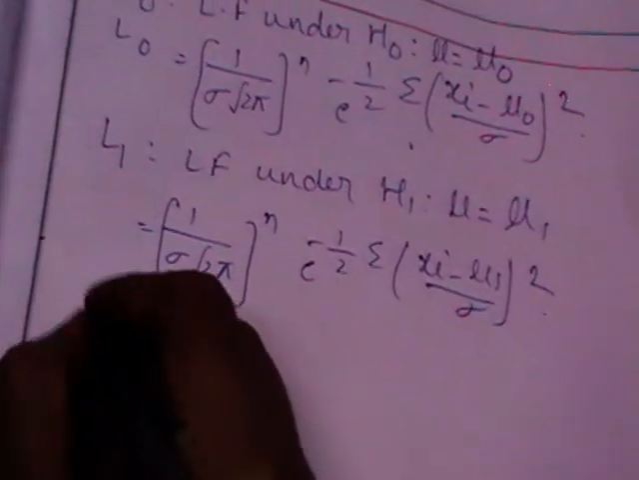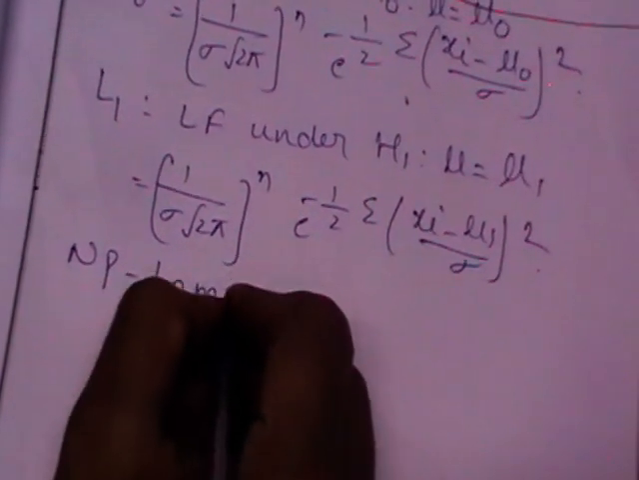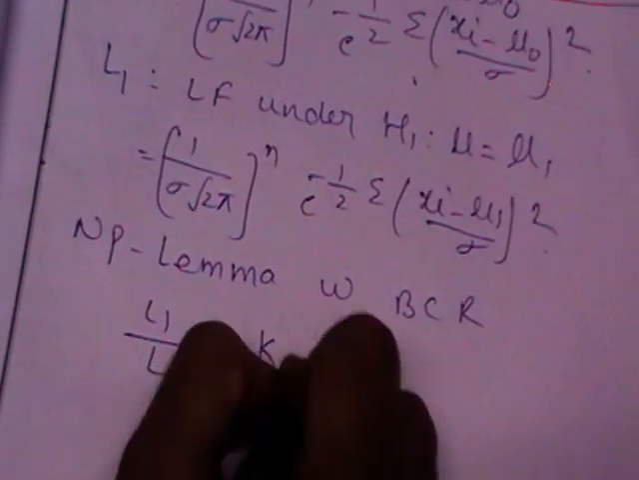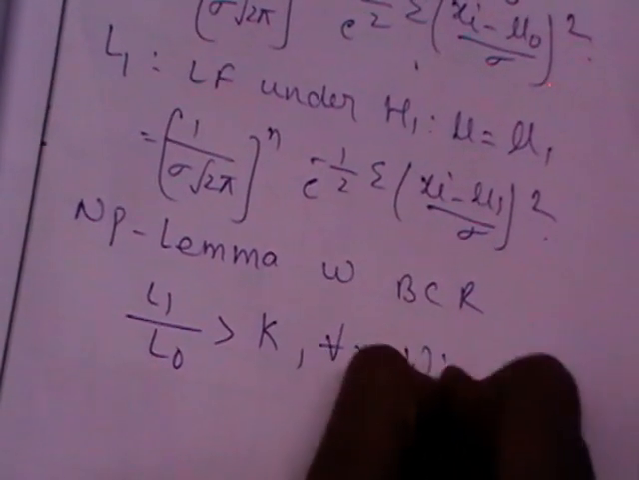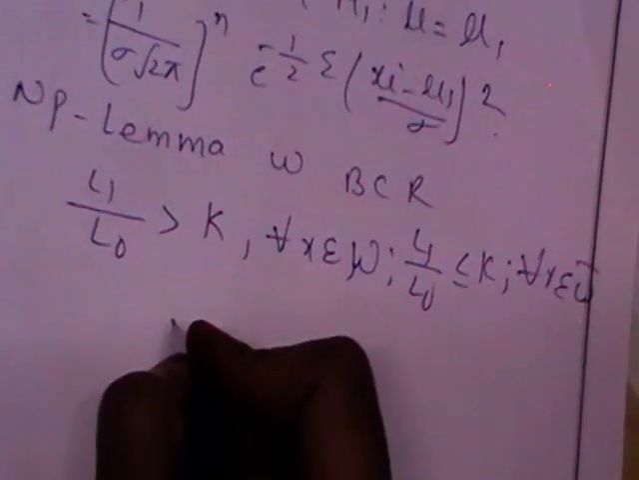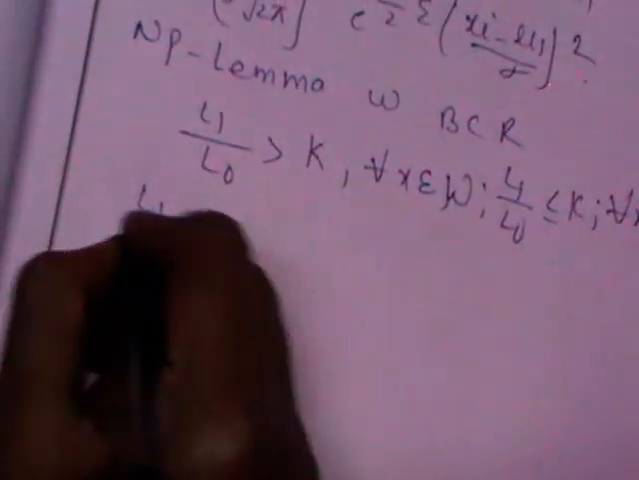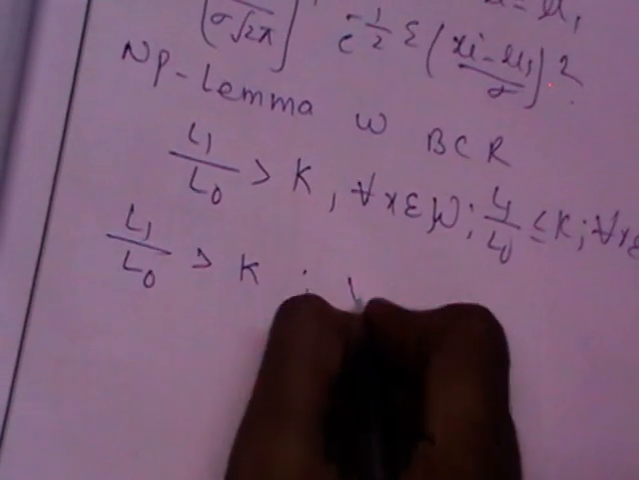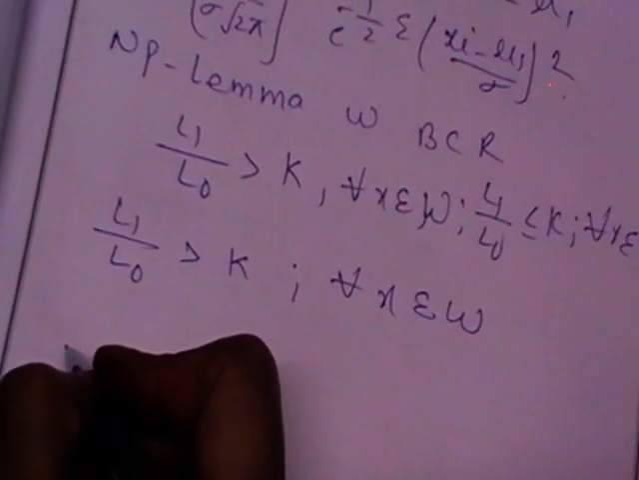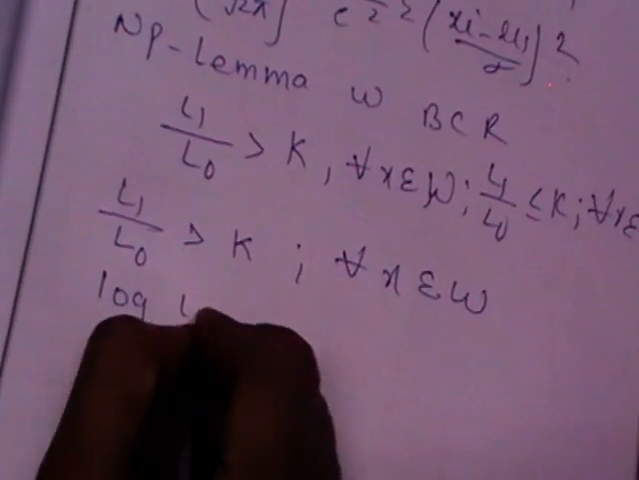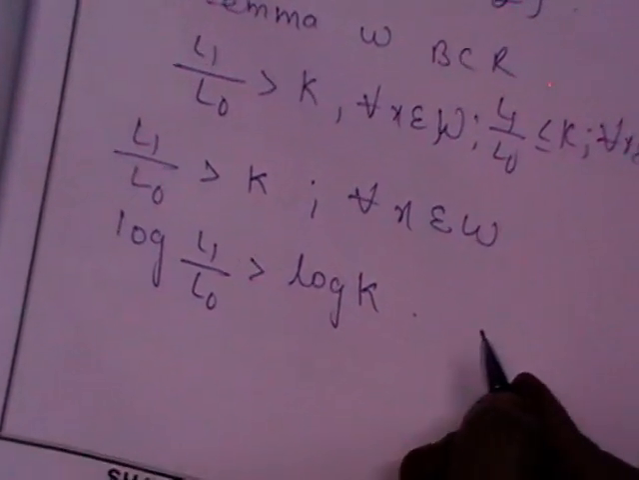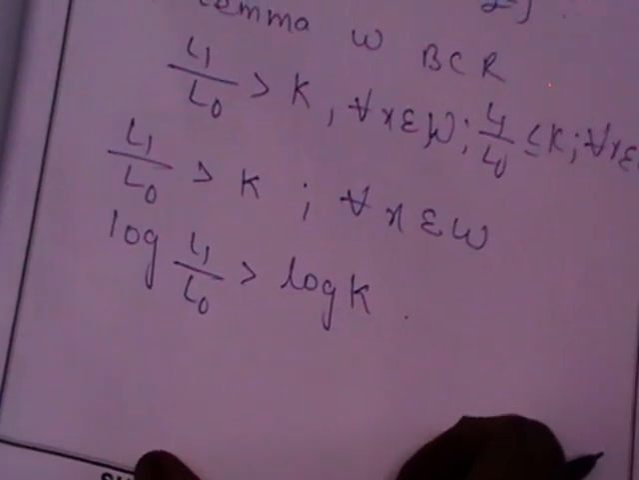Now what does NP Lemma state? NP Lemma states that for omega to be the BCR, it should satisfy L1 by L0 greater than k for all x belongs to omega, and L1 by L0 less than or equal to k for all x belongs to omega bar. We are going to use the first condition, L1 by L0 greater than k for all x belongs to omega. As the PDF here also involves exponentials, instead of considering the condition L1 by L0 greater than k, we can take log L1 by L0 greater than log k. So let us find the ratio L1 by L0, and then log L1 by L0.